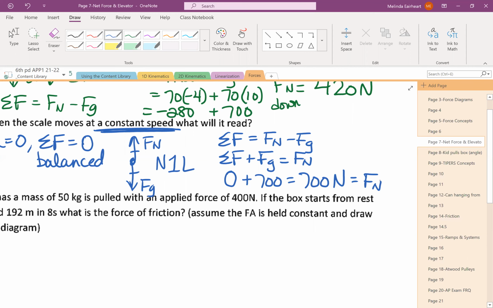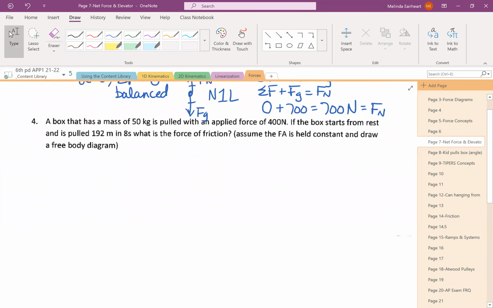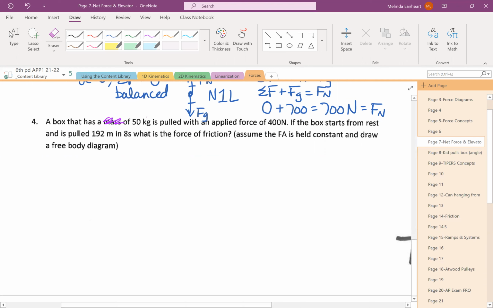All right, new problem. Number 4 at the bottom, okay? And so again, we're gonna do this one and then hopefully get one more started before we end. Number 4 at the bottom, no more elevator. Let's go back to the ground. We've got a box that has a mass, they literally said mass, 50 kilograms. So if they didn't say mass, hopefully the unit gives it away, right? This is mass, it's not the weight. It's pulled with an applied force of 400 newtons.